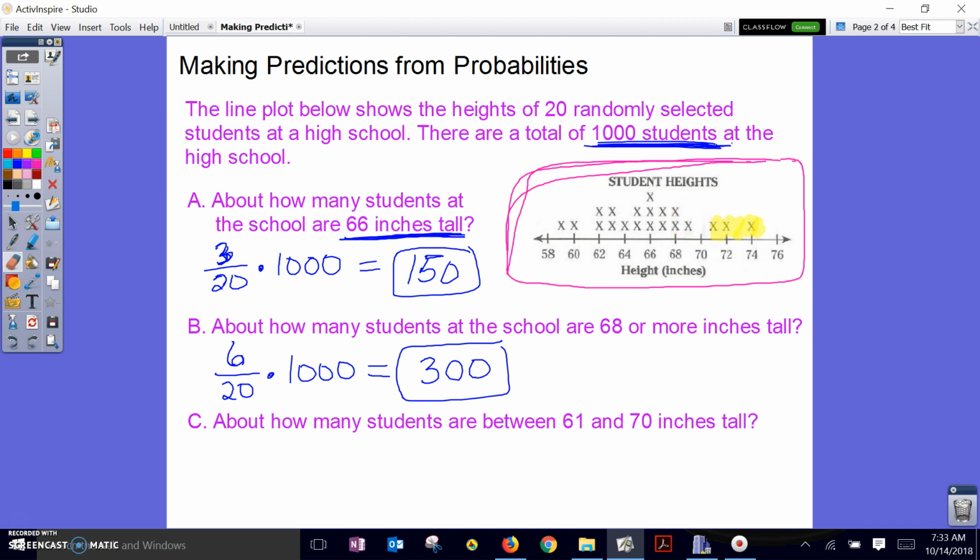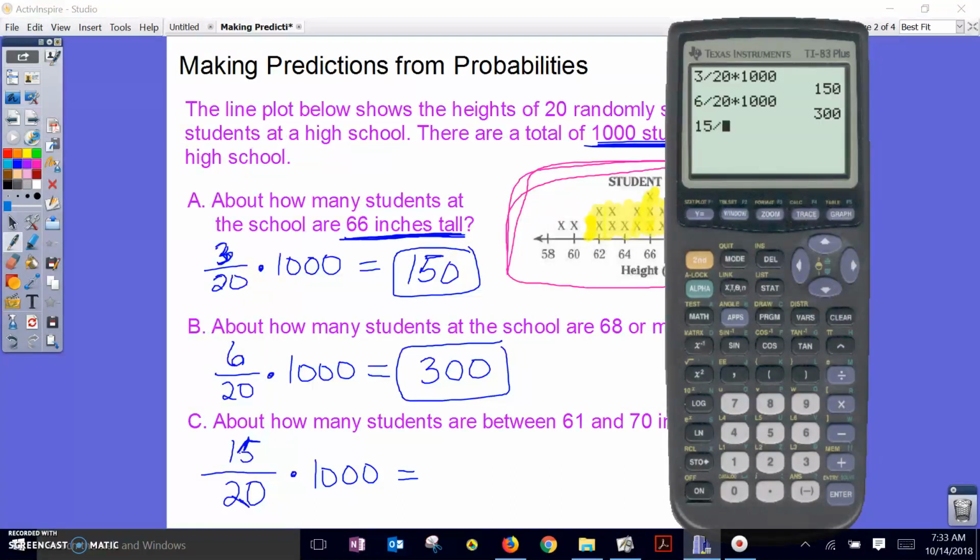About how many students are between 61 and 70 inches tall. And so I go from 61 all the way over to 70. Count up all of those X's. And there are 1, 2, 3, 4, 5, 6, 7, 8, 9, 10, 15. So the probability that a student is between 61 and 70 inches tall is 15 out of those 20. And then we're going to multiply that by 1,000 to make our prediction. So 15 out of 20 times 1,000.